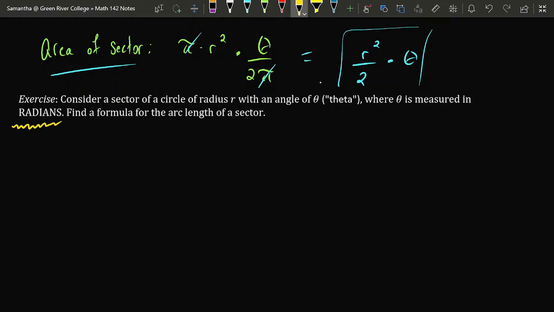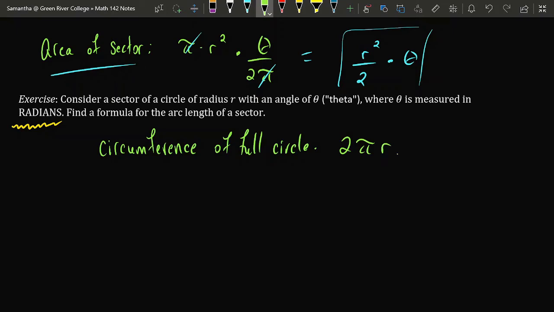Let's see if we can figure out a formula for the arc length of that sector. Once again, we can use a very similar principle. To find the arc length of the sector, let's consider first the circumference of the full circle, which for radius r would be 2 times pi times r. What fraction of that circle are we working with? Well, our angle is theta radians out of a total of 2 pi radians.